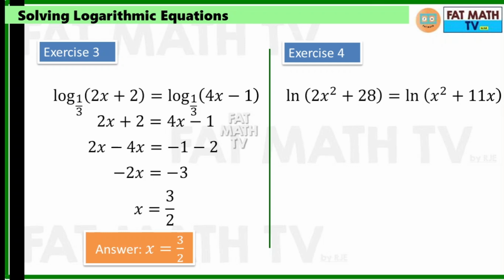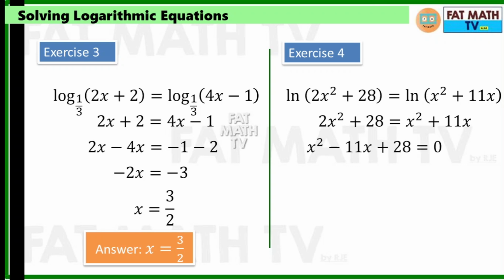Number 4, this involves a quadratic equation. 2x squared plus 28 equals x squared plus 11x. Put all of them on the left side. We will have 2x squared minus x squared, that's x squared. 11x will be negative 11x. And then just copy 28 equals 0.